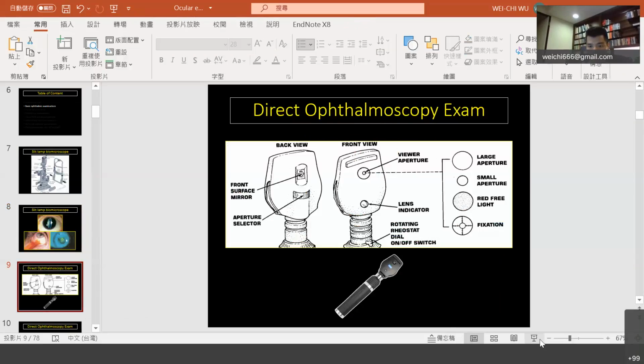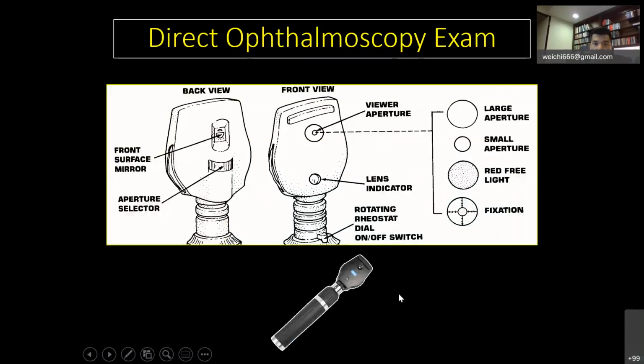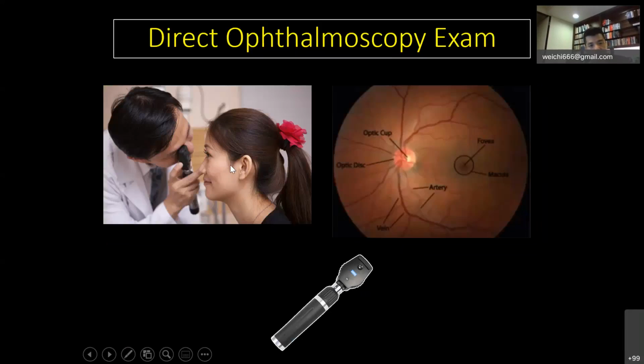Then we have the direct ophthalmoscope examination. This is also a more specific instrument for the ophthalmologist. Probably you need to master this with a couple of practices. So the doctor's right eye will check the patient's right eye, and in the field you could see mainly the posterior pole structure.